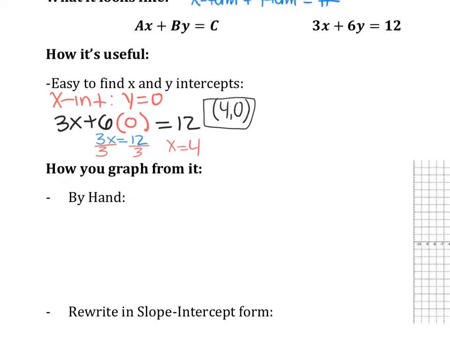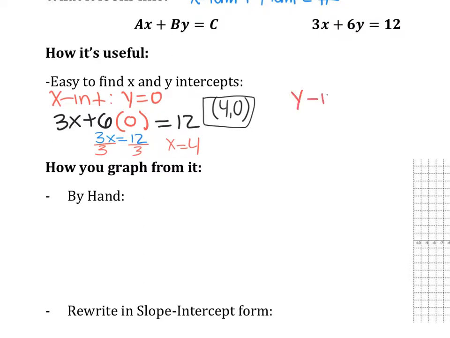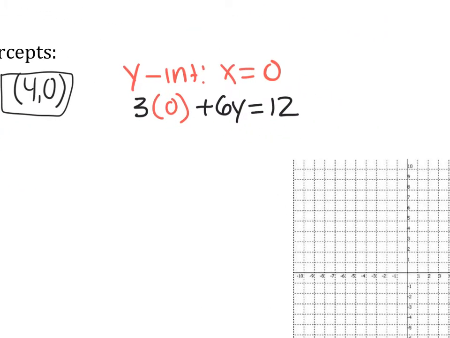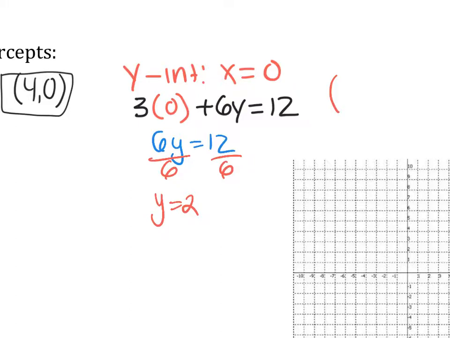Then we can do the same idea with our y-intercept, where we plug in 0 for x. So 3 times 0 plus 6y equals 12. 3 times 0 is just 0. So we're left with 6y equals 12. And to get y by itself, we would divide by 6. So y equals 2. So our y-intercept would be the point 0, 2.